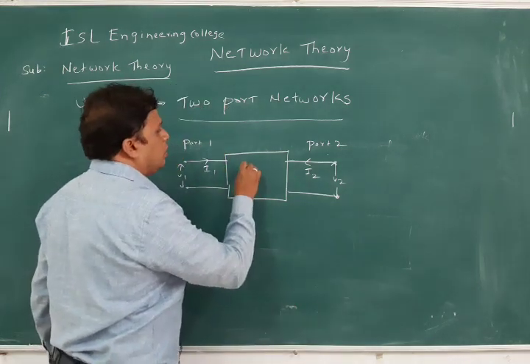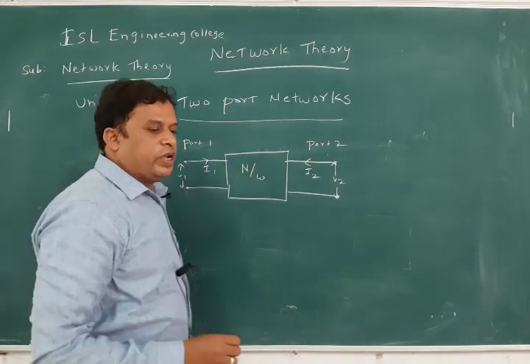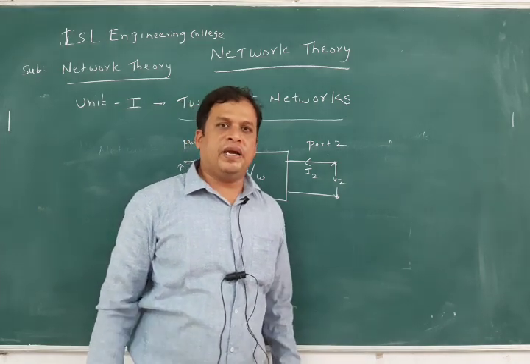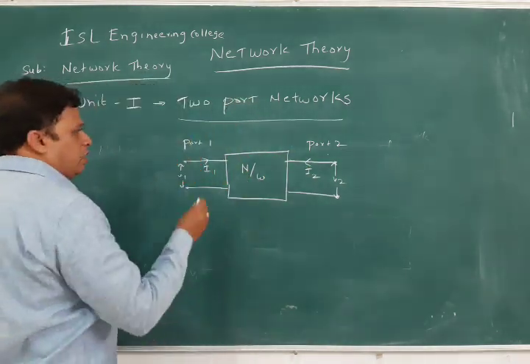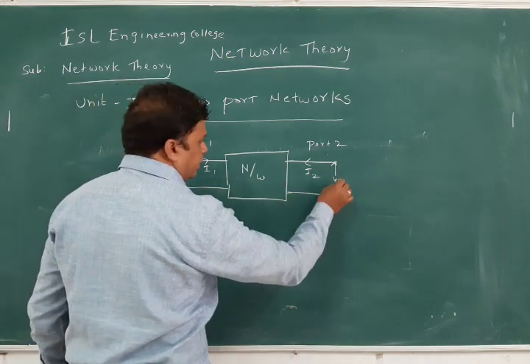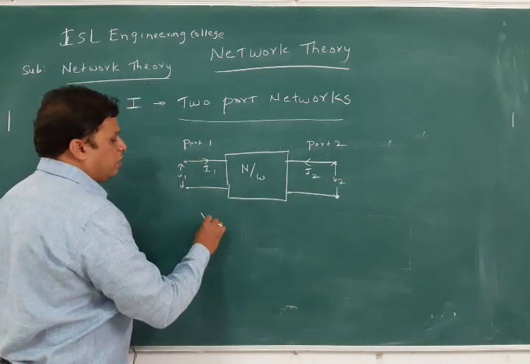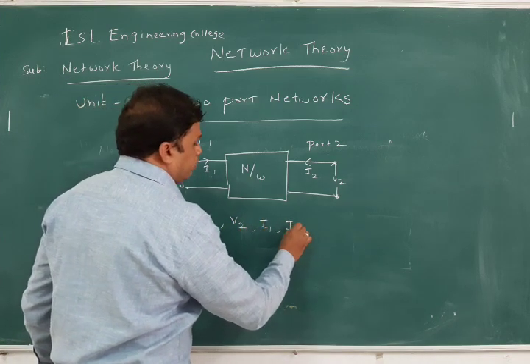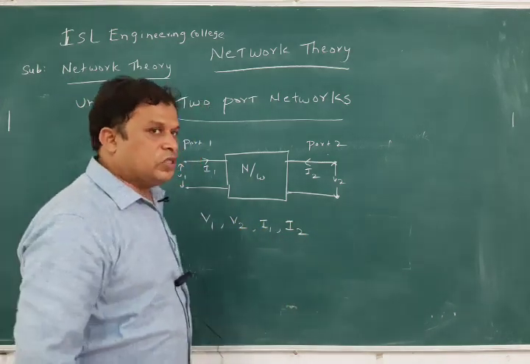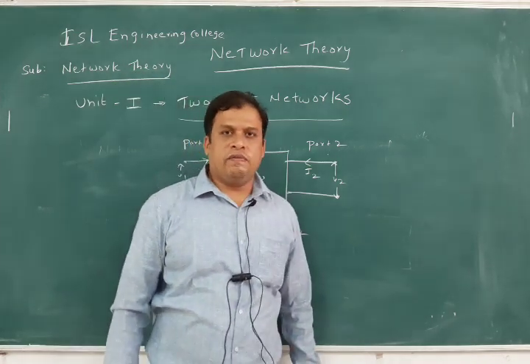This network should be a bilateral linear network. If you come here, you will see that there are four variables. These four variables are V1, V2, I1 and I2. How many variables are there? V1, V2, I1 and I2.